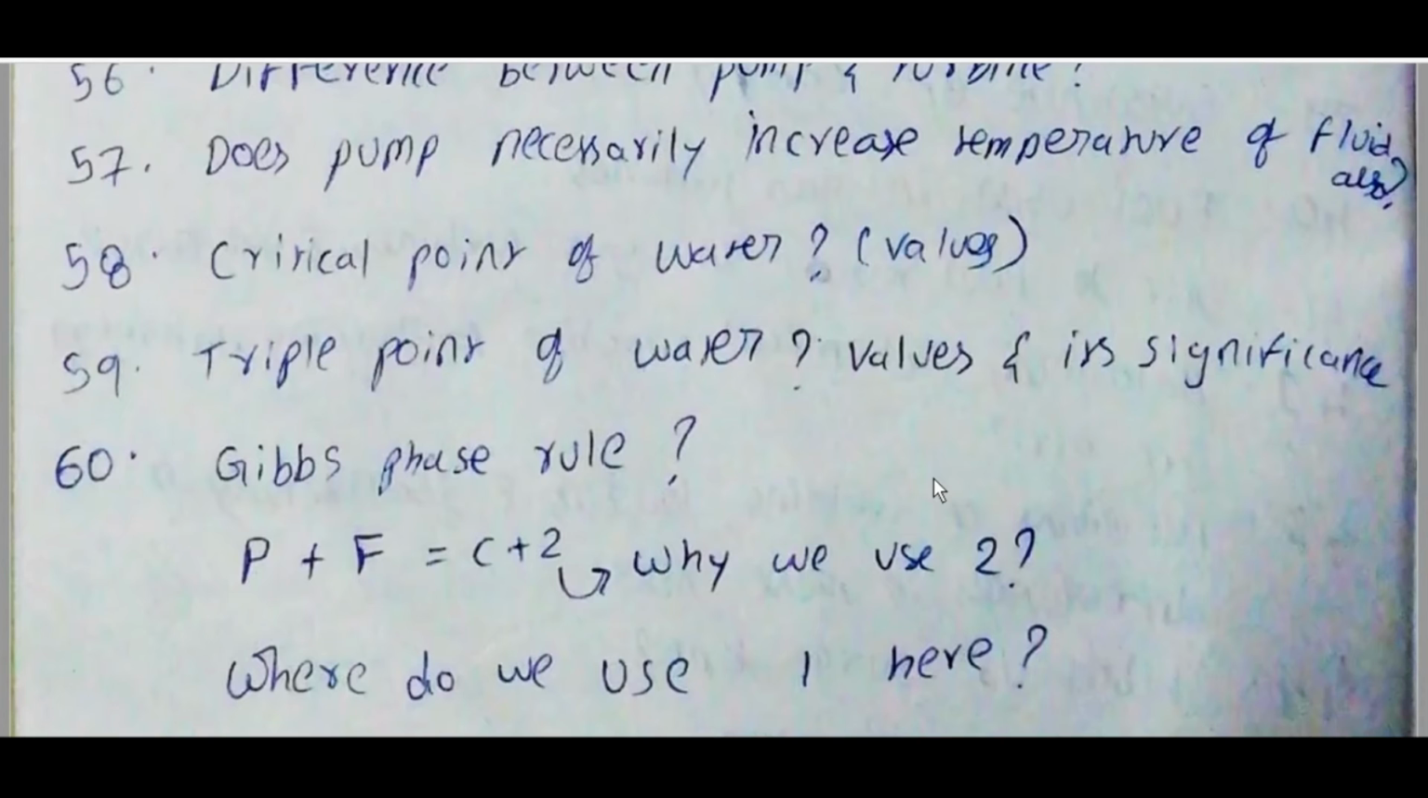Triple point of water: the state at which the solid, liquid, and gaseous phases of a given substance are all in equilibrium with one another. That is, they coexist. T triple point is equal to 0.01 degrees centigrade, which is 273.16 Kelvin. P triple point is equal to 611.2 Pascal.